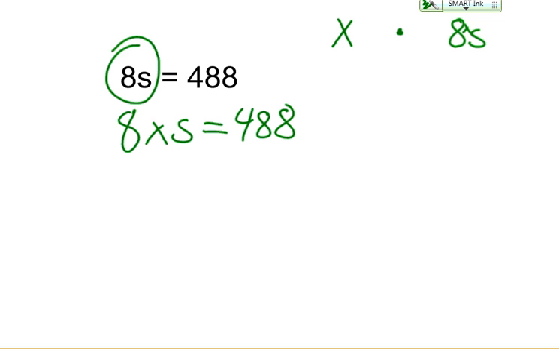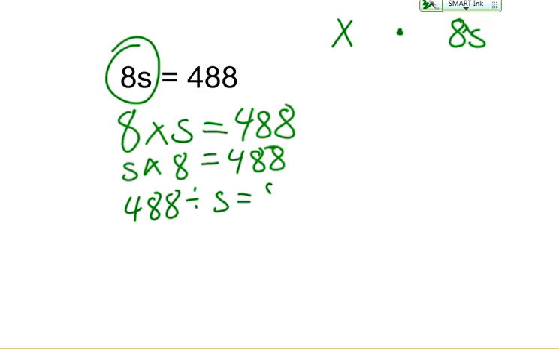If we finish the fact family, we would say s times 8 equals 488, and 488 divided by s equals 8, and 488 divided by 8 equals s. So that's the one we're going to need. Let's set that up.